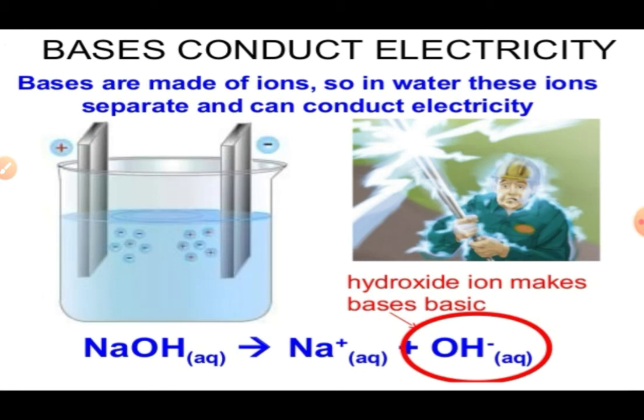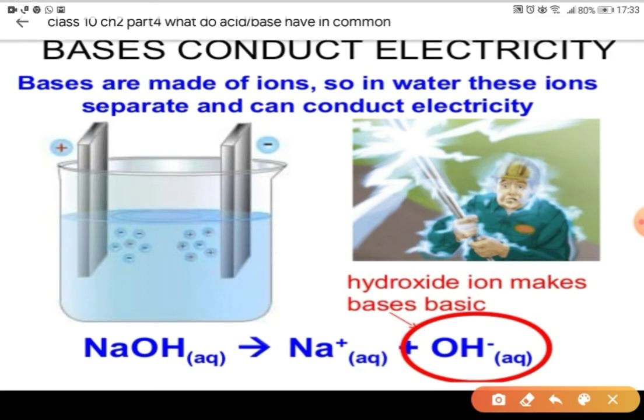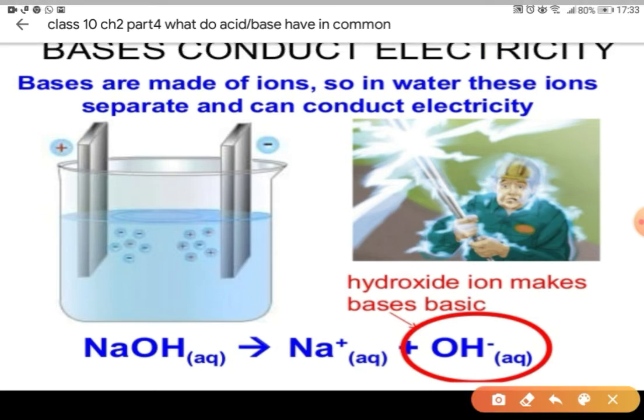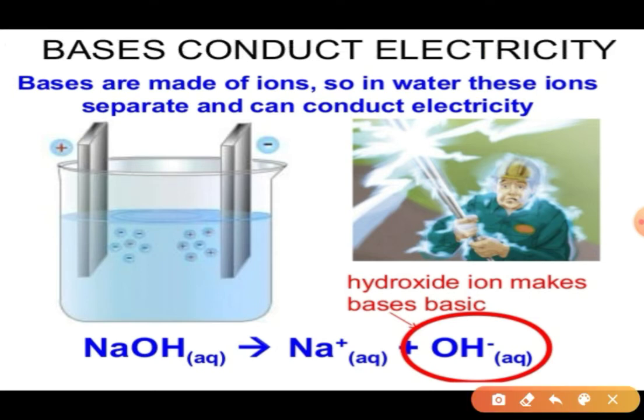Now bases also conduct electricity. We have seen it in the properties. Why is this so? Because bases also, when dissolved in water, split into ions. So which ions? Like NaOH, it produces Na plus and OH minus. OH minus is a hydroxide ion.